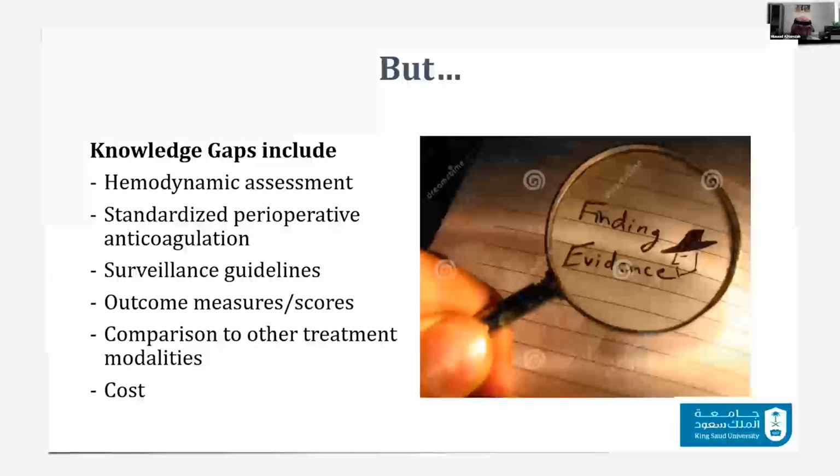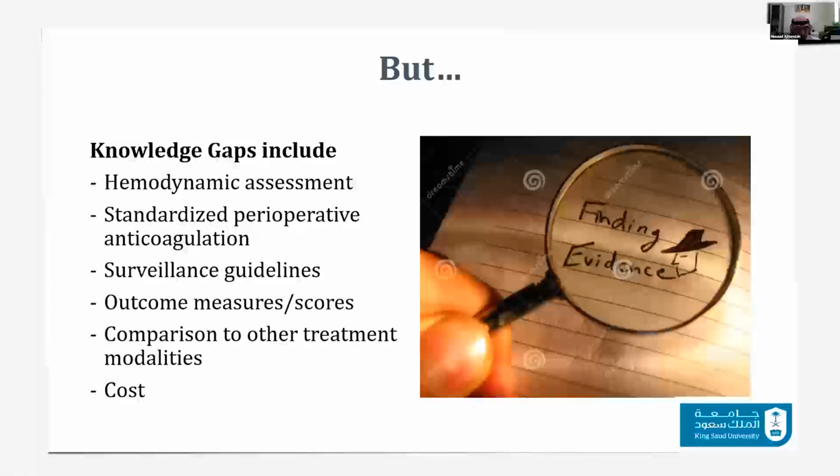We don't have standardized perioperative anticoagulation. It really is an evidence-free zone when it comes to what to use with anticoagulation, whether pre-op, intra-op, or post-operatively. The surveillance guidelines are really dependent on the center and the clinician that's treating this. The outcome measures and scores, we don't have anything that's been universally or at least appropriately validated to treat this.